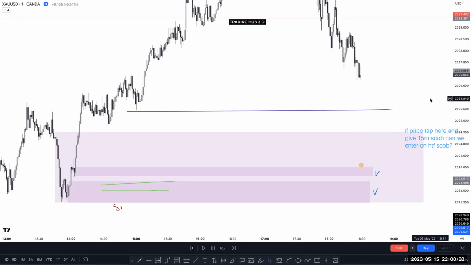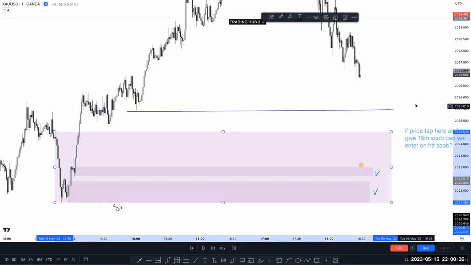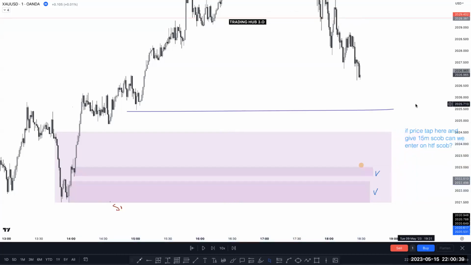If price taps here and keeps, a 15-minute SCOB can be entered here on a higher time frame signal. Exactly, you can trade, sir, because this is a higher time frame buy. You have to wait for the 15-minute SCOB also before the buy here, right? Not the 1-minute time frame.